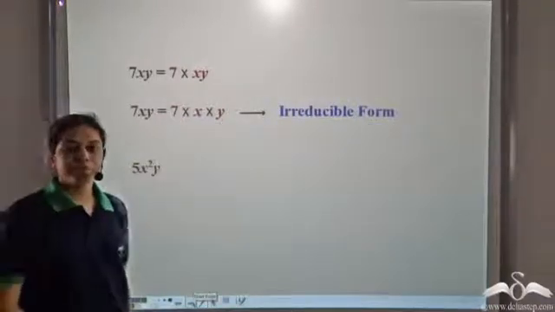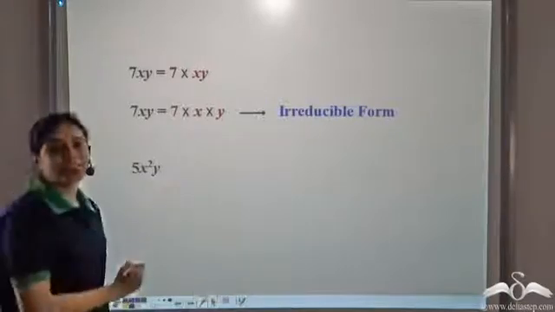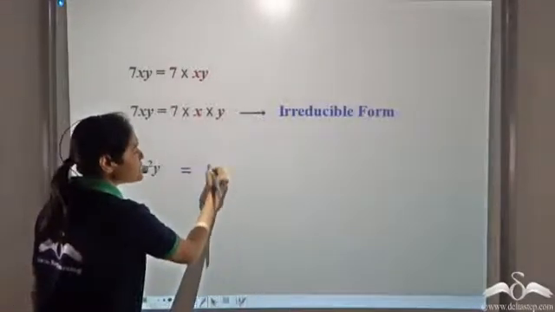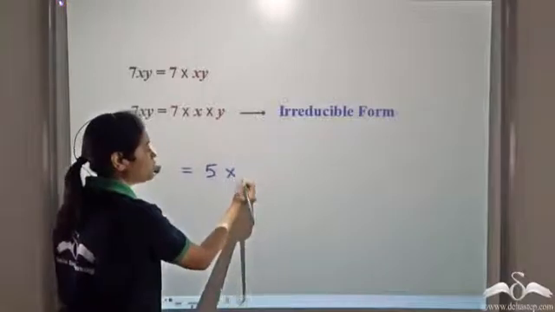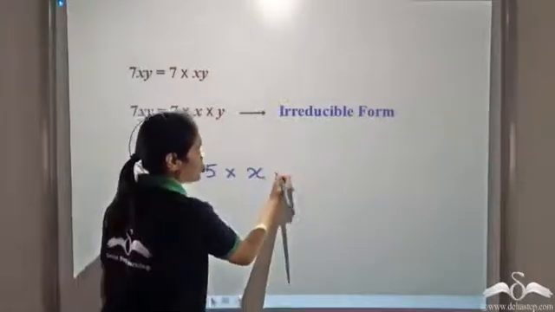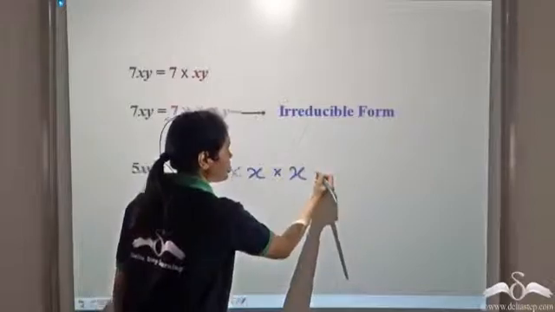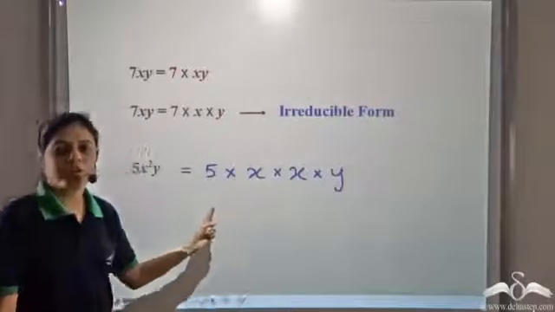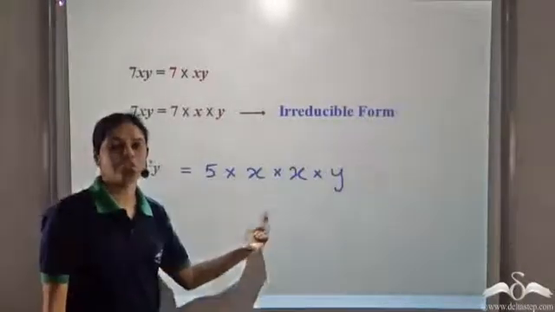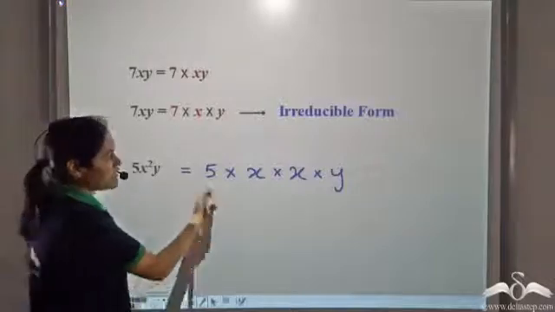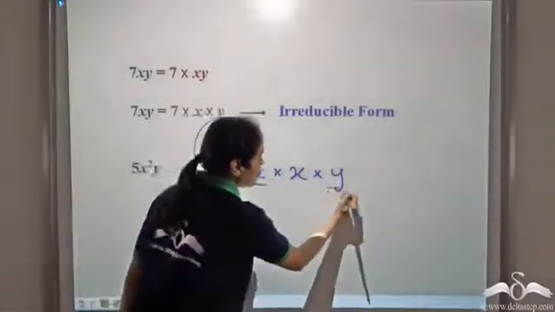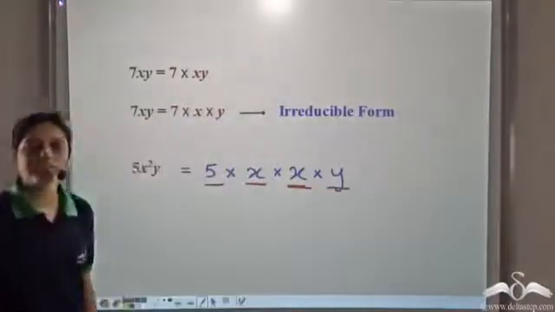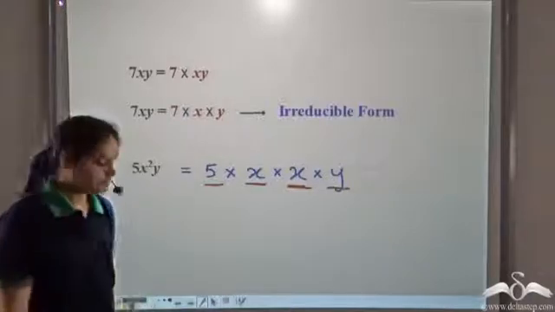Now let us take one more example. How can I write 5x square y in its irreducible form? I can write it as 5 into x into x into y. So this is 5x square y written in its irreducible form. The factors are 5, x and y. So these are the different irreducible factors of 5x square y.